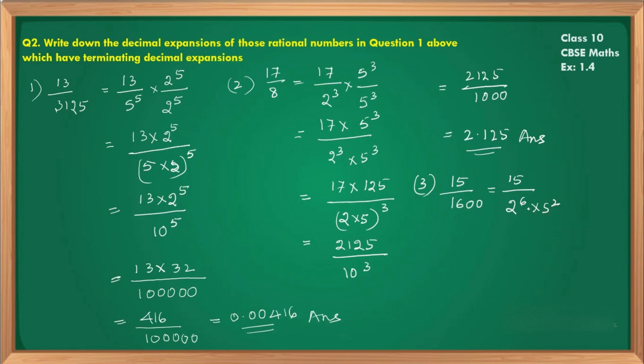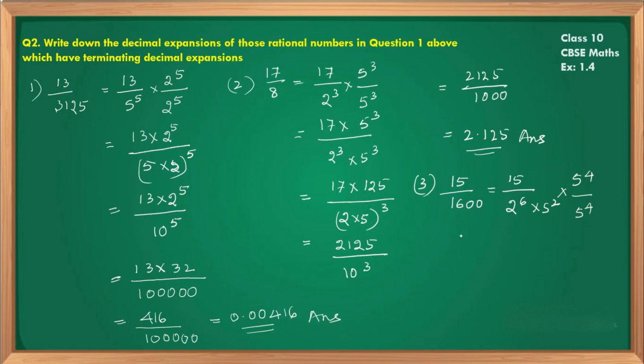Now what we have to do is equalize the exponents, that is powers. The maximum power we have here is 6. Thus we need to add 4 to the power of 5. That we can do by multiplication. We have to multiply 5 to the power 4 on the top as well as the denominator.